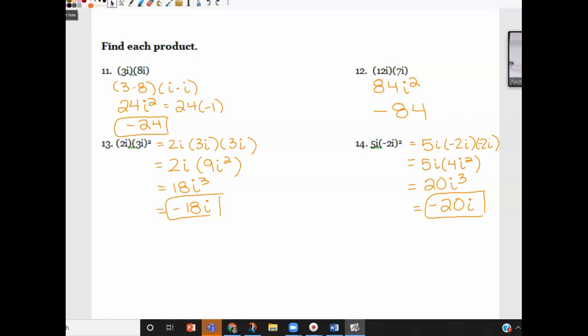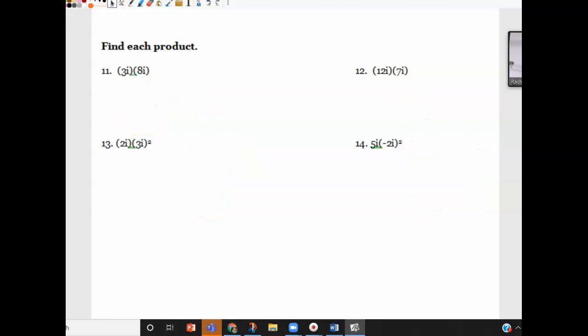Okay. Next, we're going to look at multiplying. So we want to find the product of each term. Now, when you multiply, the power of i does change. So 3i times 8i would become 24i squared, but i squared is negative 1. So 3i times 8i is negative 24.